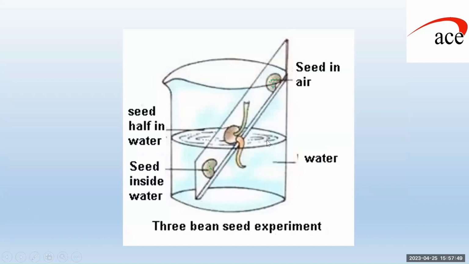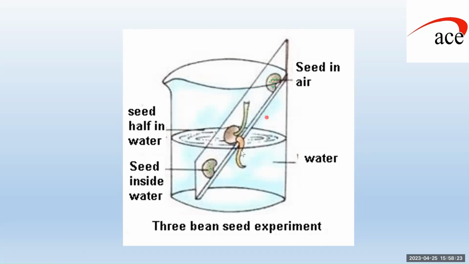This experiment is called the three beans experiment. This seed is completely inside water. This seed is halfway in water, halfway in air. And this seed, the third one, is completely in air.